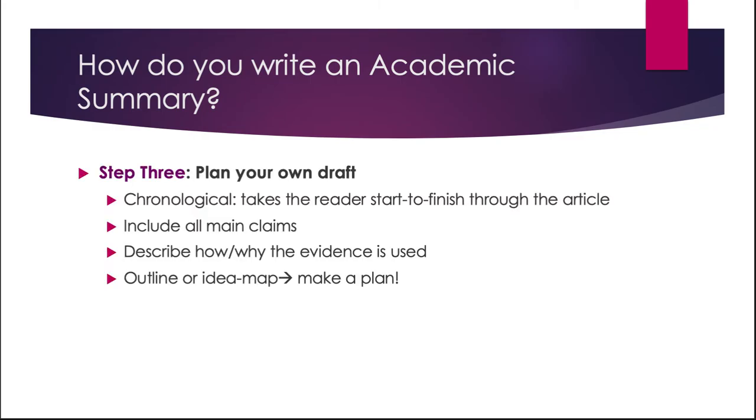Your next step is to plan your own draft. So there are a few things that you need to understand when you're drafting an academic summary. The first is your summary is always going to be chronological. Just like a summary of a movie that you're talking to someone about, you're going to take your reader start to finish through the article in order. Your academic summary should include all main claims. It should also describe how and why the evidence is used to support those claims.